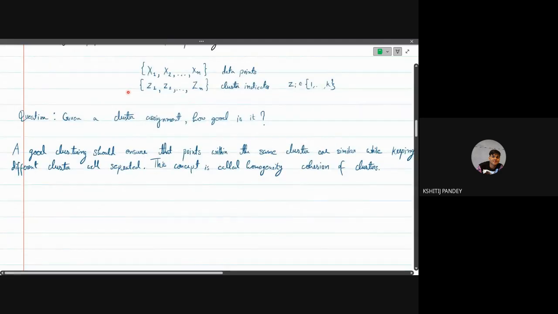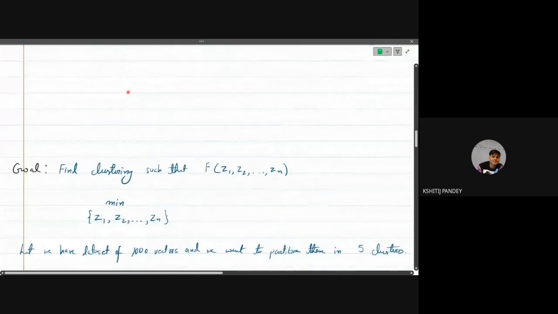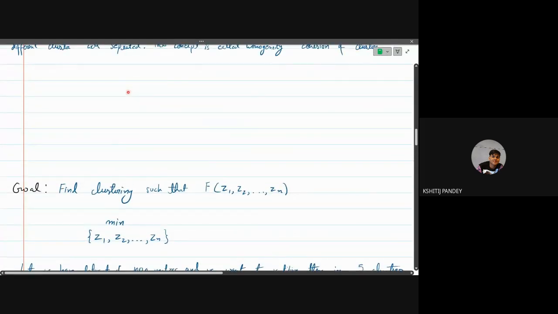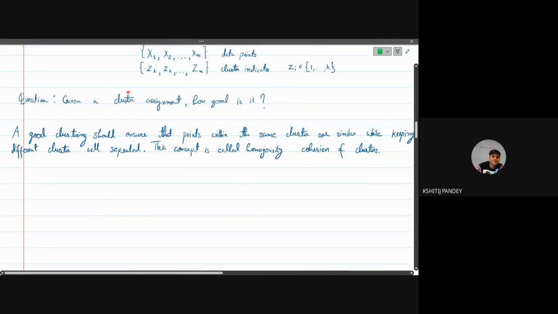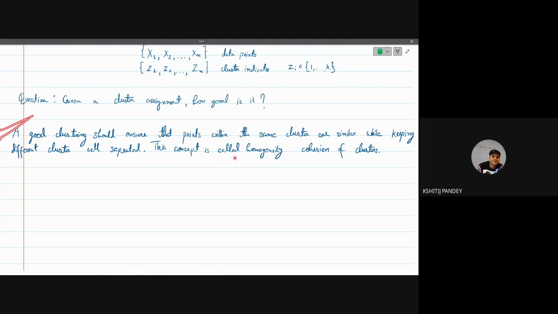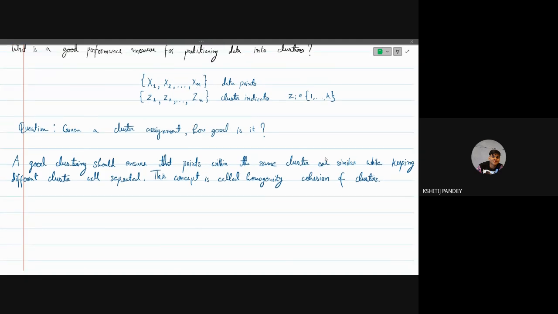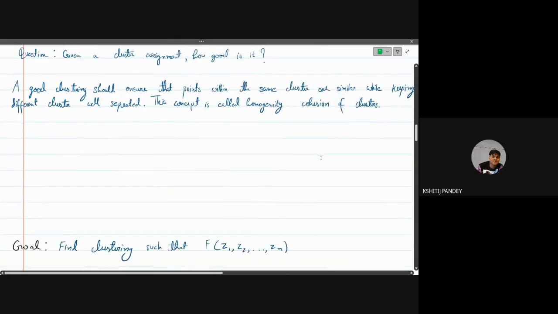So, based on this, we can come up with an objective function. And this concept of a good clustering is called homogeneity. Is this clear? Okay. Now let's move ahead.